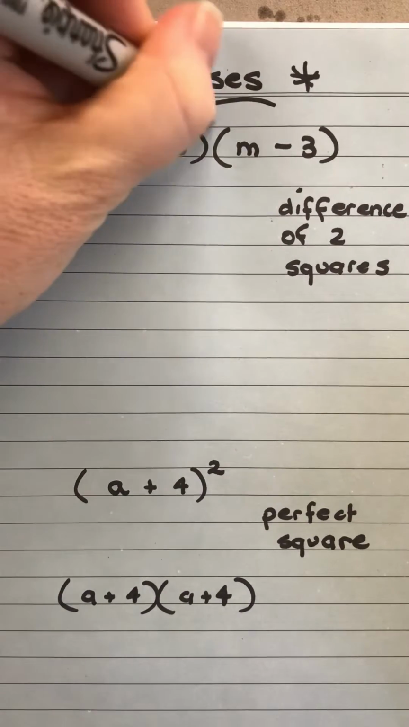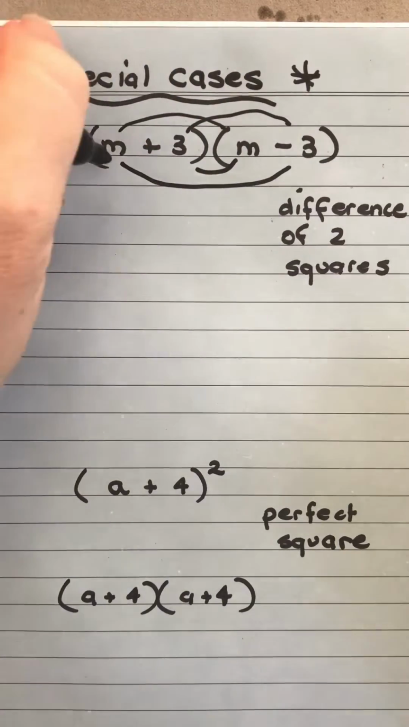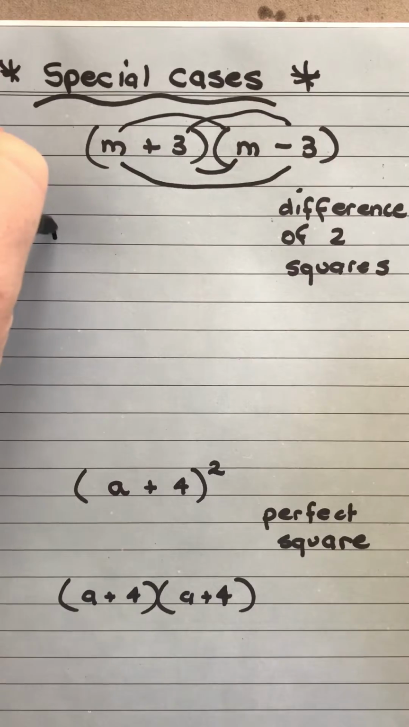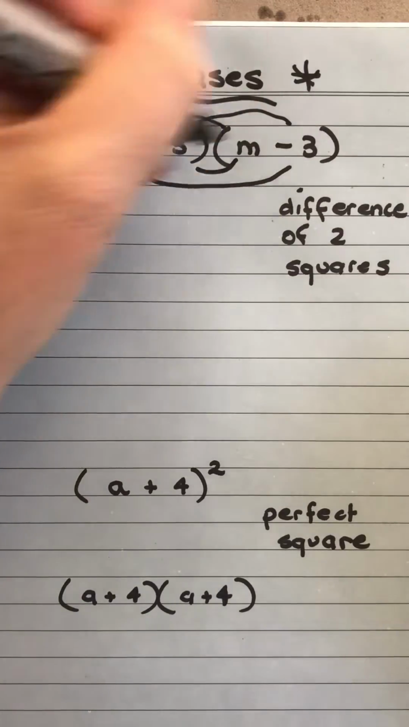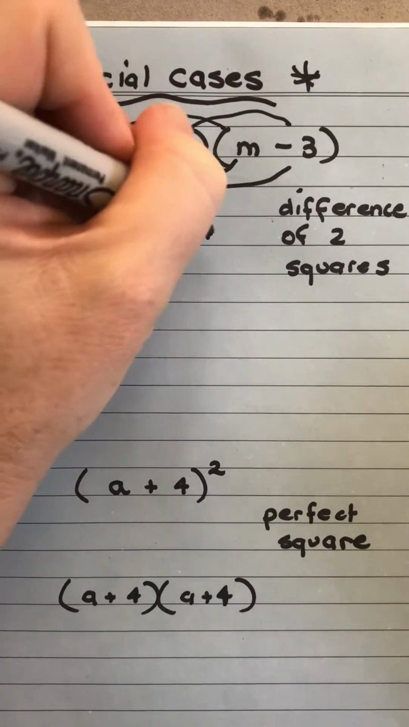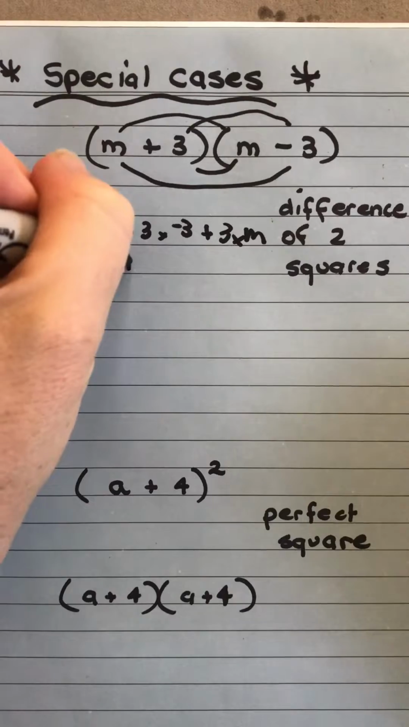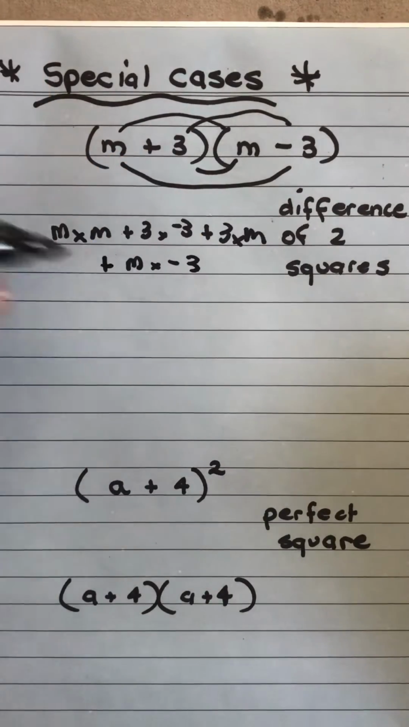I draw in my eyebrows, draw in my nose, and draw in my mouth. When I do my eyebrows, I get m times m. Then I've got plus 3 times negative 3. Then for my nose, I've got 3 times m. And then for my mouth, I've got m times negative 3.